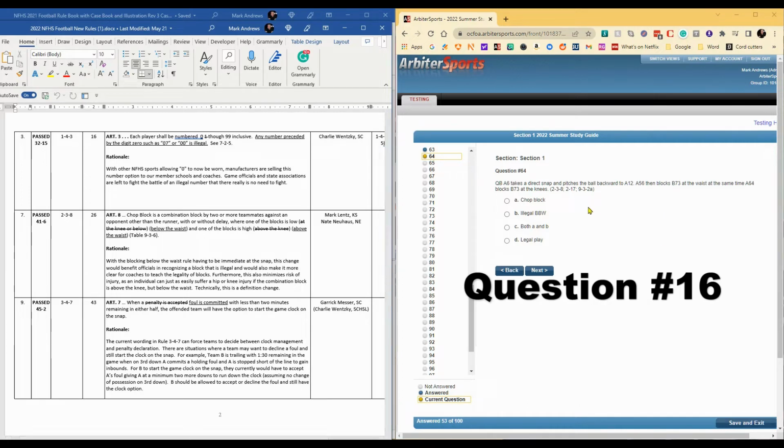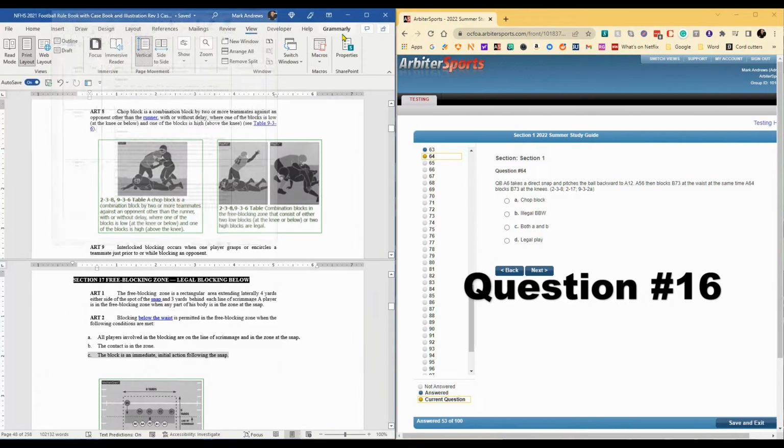Now, let's take a look at the timing of this. Quarterback A6 has already pitched the ball backward to A12. So do we have a free blocking zone anymore? And I think that's what the definition is referring to. Yeah, the free blocking zone. Okay.